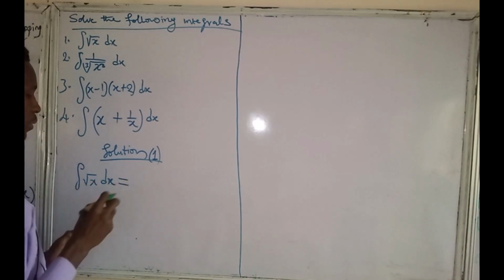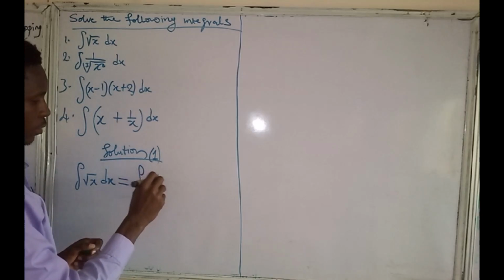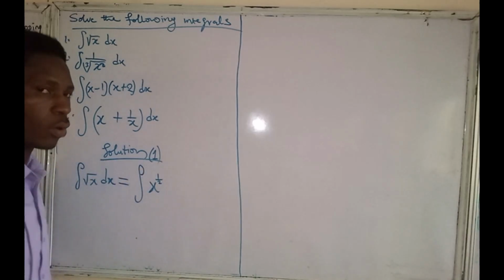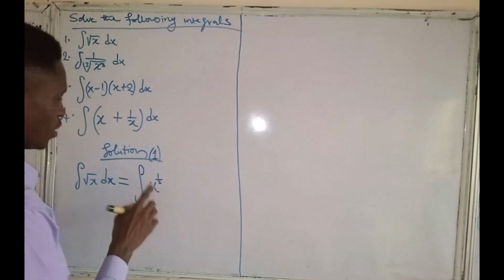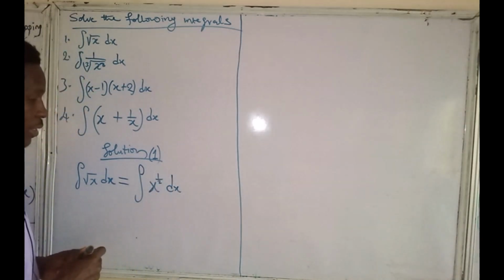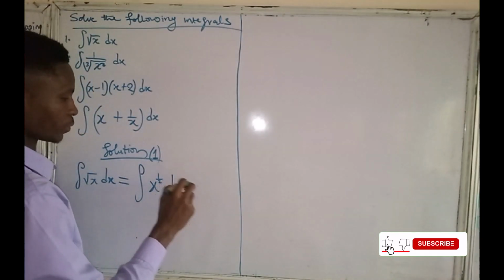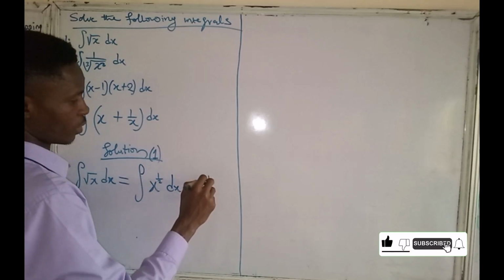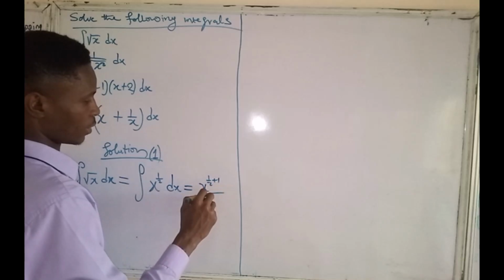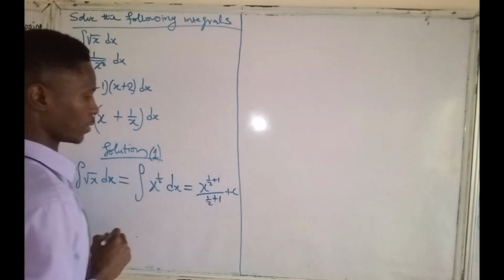Also remember that the square root sign is also this, according to the law of indices. So if we write it this way in the dx, then it is easier for us to integrate. So this should give us x raised to the power of half plus 1, all over half plus 1, plus c.